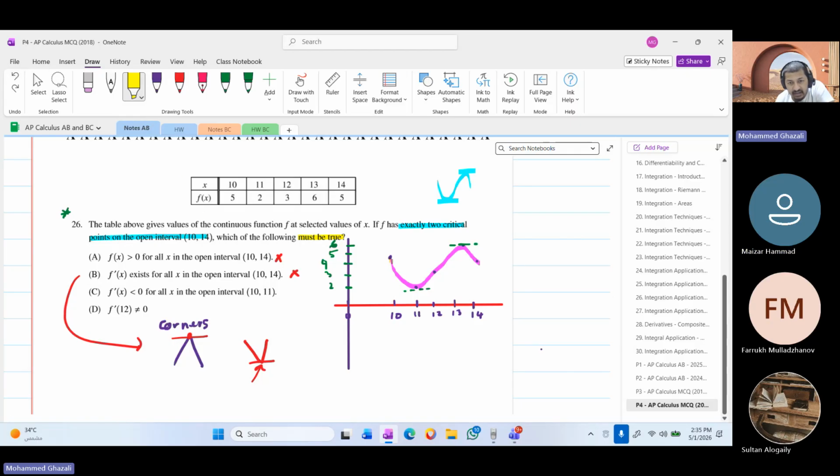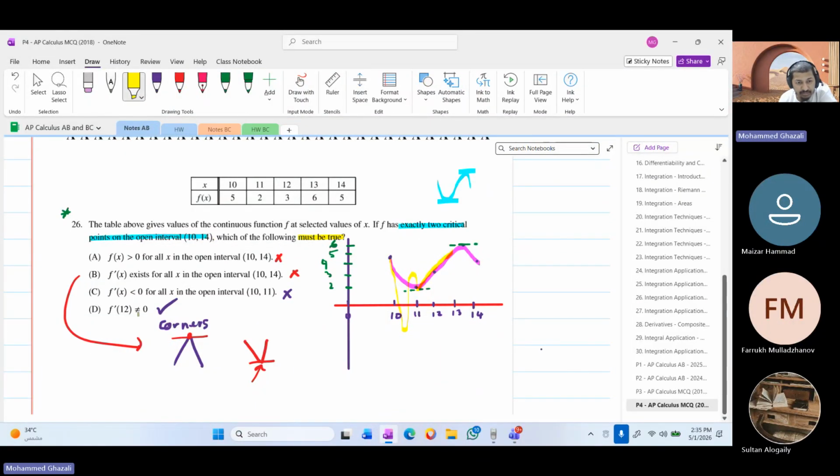Wait, you can't say that. Between 10 and 11, I can draw multiple graphs. Remember, this is just one of the graphs I drew of a continuous function. I can go down, then go up, and then come back down and turn it, and then go multiple ways. So even this is false because it can be increasing. So the only option that we are left with is option D, and that's correct.